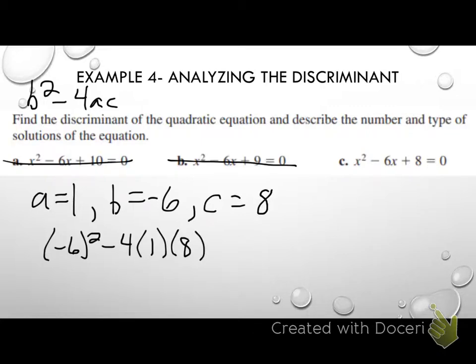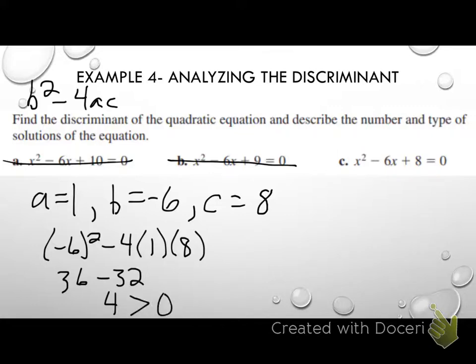Just like the other two, what's -6 squared? 36. -4 times 1 is -4. -4 times 8 is -32. What's 36 minus 32? 4. Is 4 greater than 0, less than 0, or equal to 0?